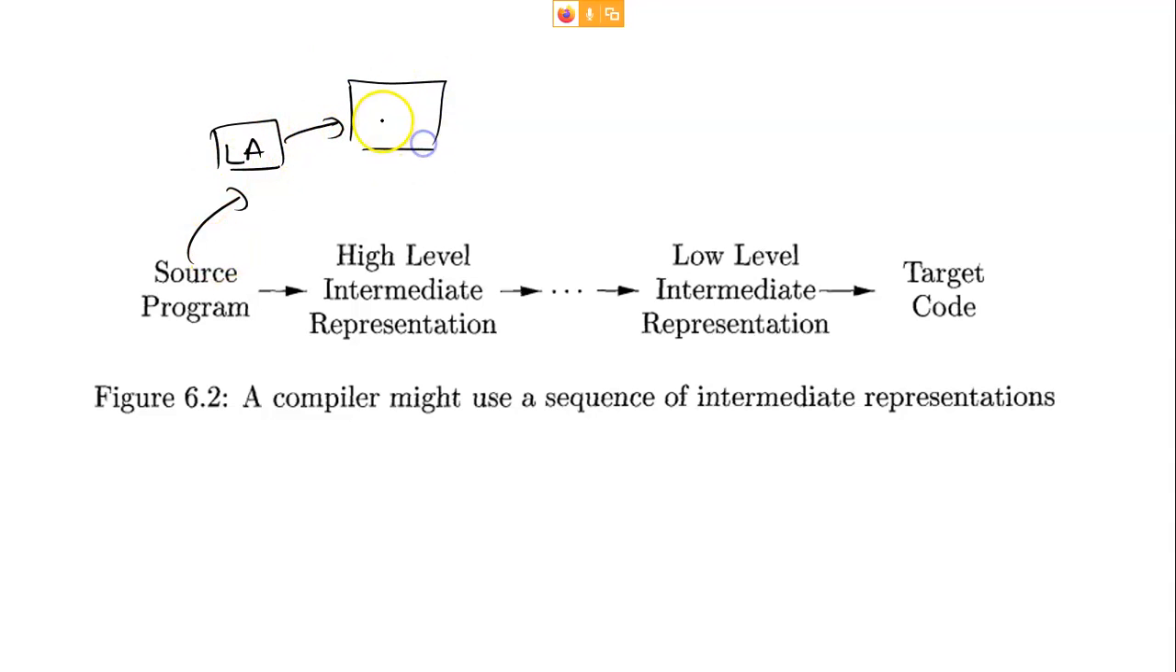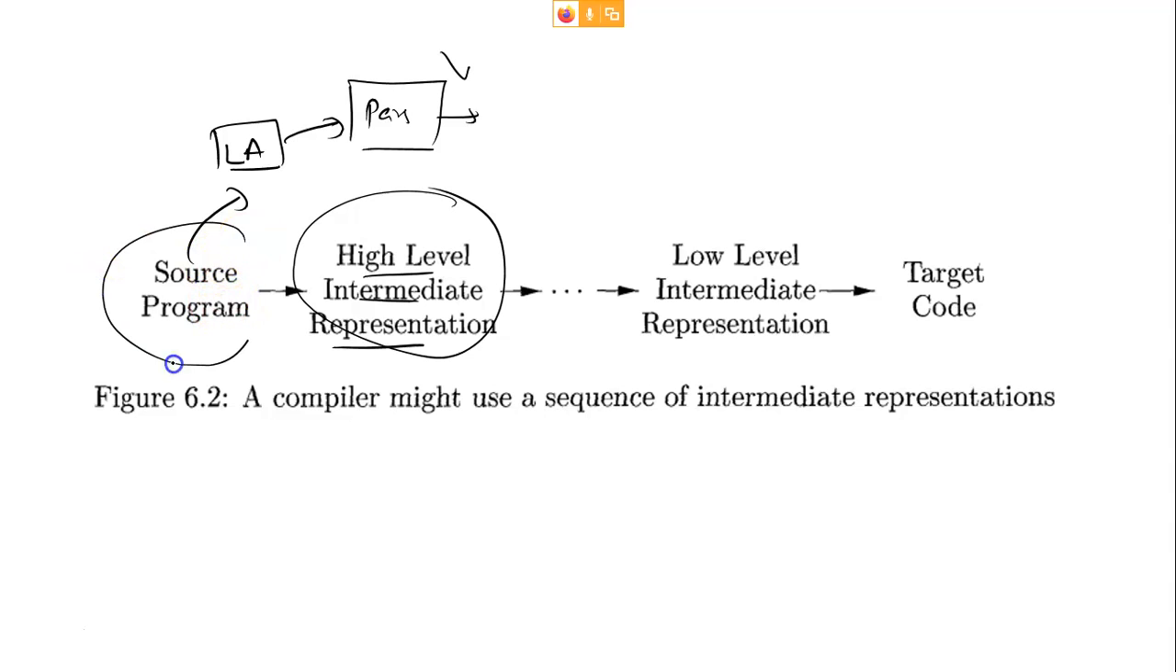Now this will go to the parser. The parser will make a syntax tree, and that syntax tree that the parser makes is itself an intermediate representation. These are called high level intermediate representations, because the source program is written in some high level programming language, C language, Java language, whatever.